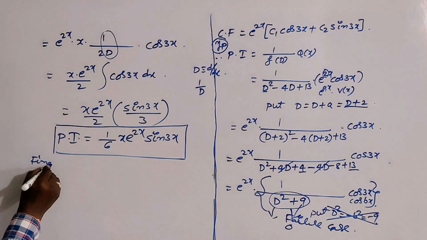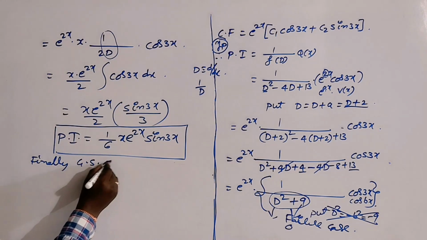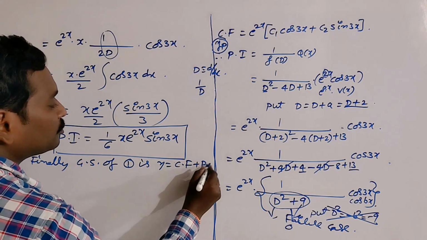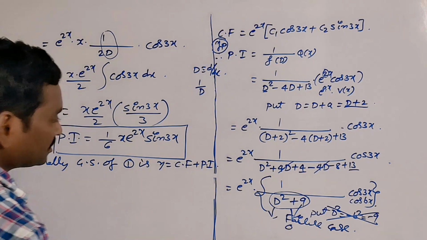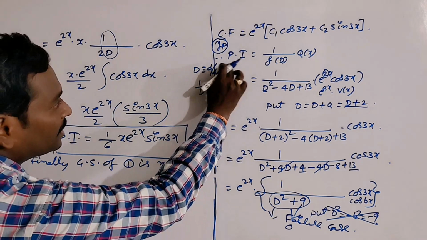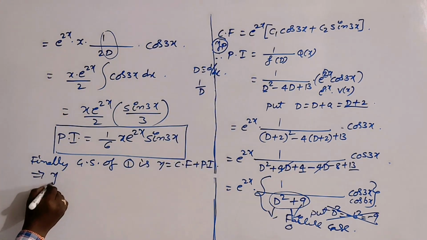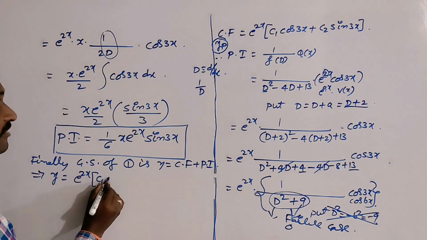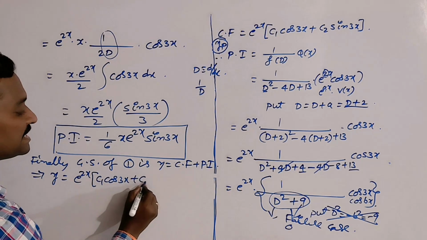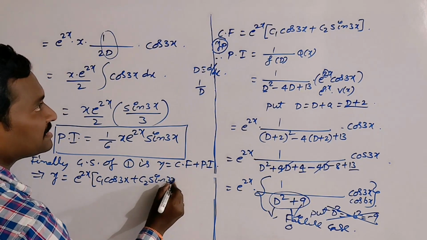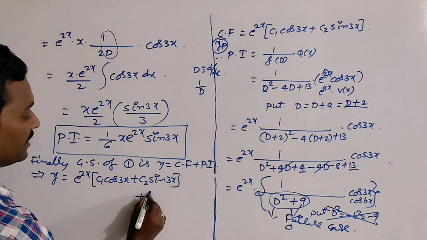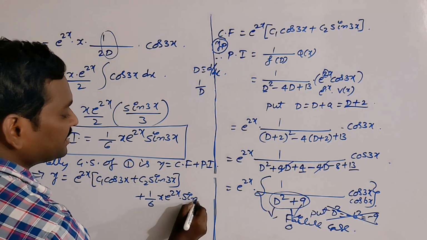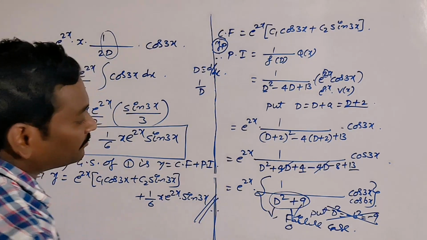Finally, what is the general solution? Finally, the general solution of 1 is y is equal to CF plus PI. Don't forget to write the general solution, which is the addition of complementary function and particular integral. So y is equal to CF, which is here e power 2x whole into (c1 cos 3x plus c2 sin 3x), plus 1 by 6 into x into e power 2x into sin 3x. In this way we can easily complete the problem.